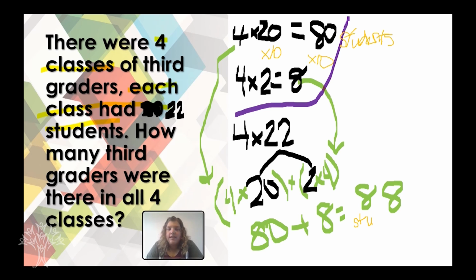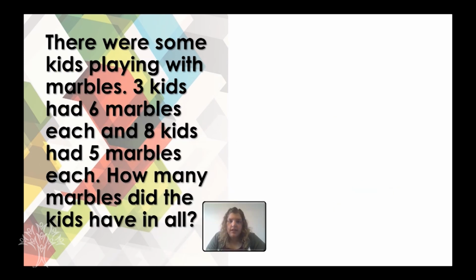Great job. Let's do one final one together. So to end our session today, we have one final question. Now we're going to be taking what we've been working on by breaking apart those numbers and coming up with 2 different multiplication equations and adding them together. We're going to see if we can use that method here.